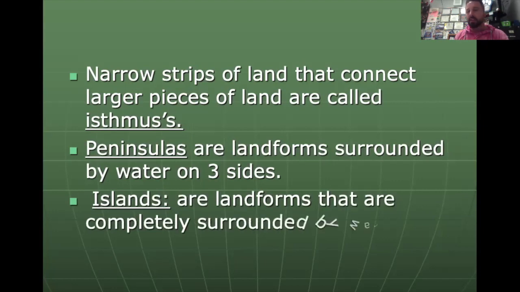Then islands, these are always easy. These are just bodies of land that are surrounded by a body of water.